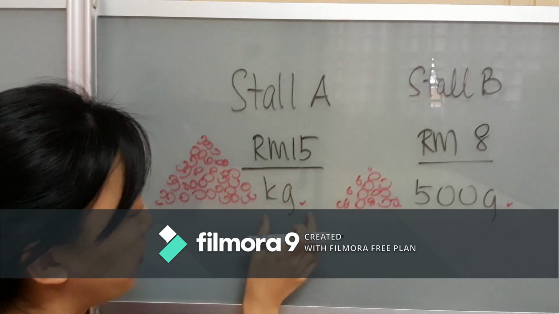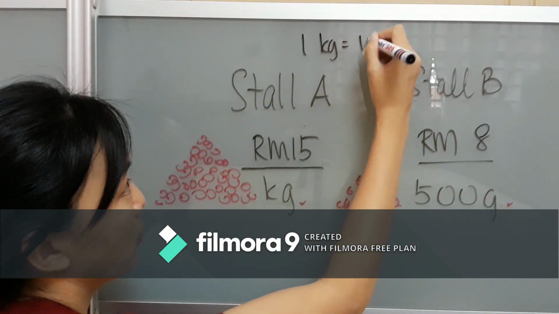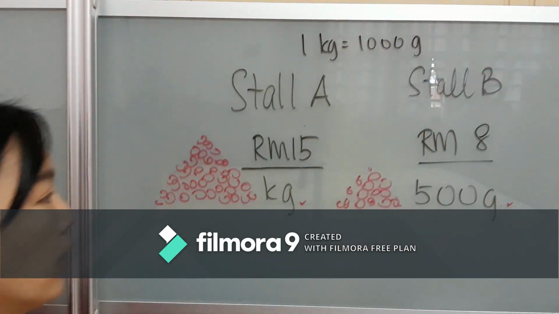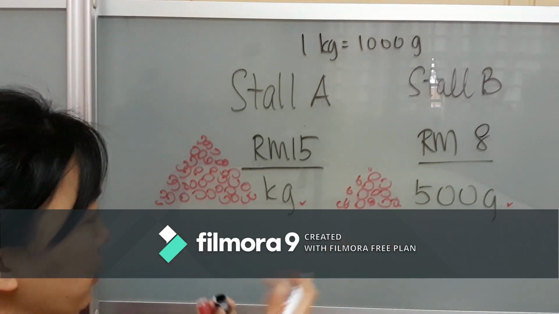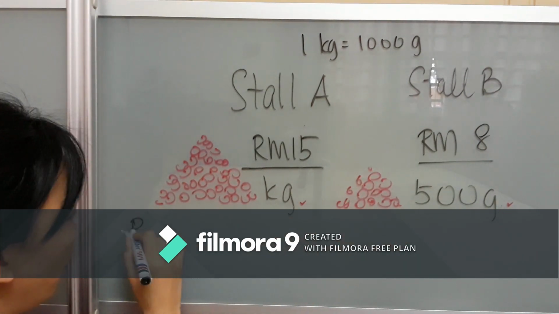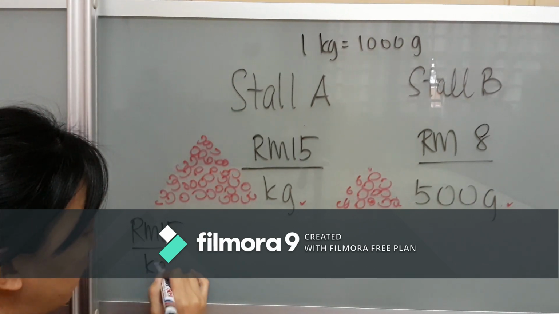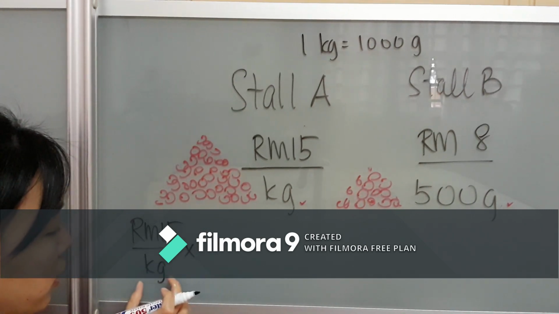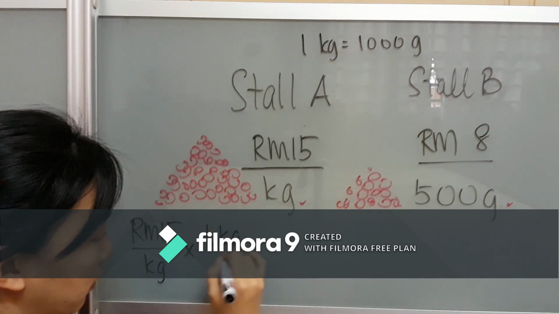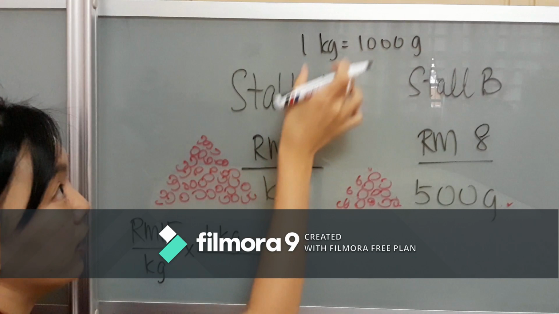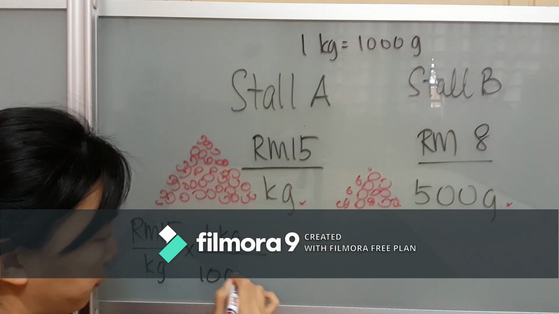Let's look at the relationship between 1 kg and gram. We know that 1 kg equals 1000 gram. We're going to change both of these to gram so that we have the same unit to compare. So for stall A, 15 ringgit per kg. In order to slash off the kg, we put kg on top and 1000 gram at the bottom.